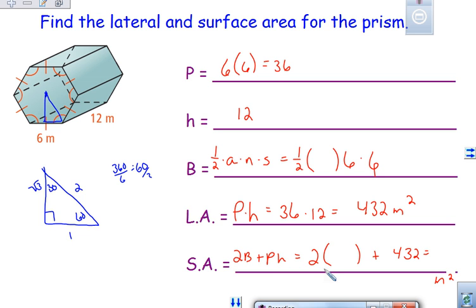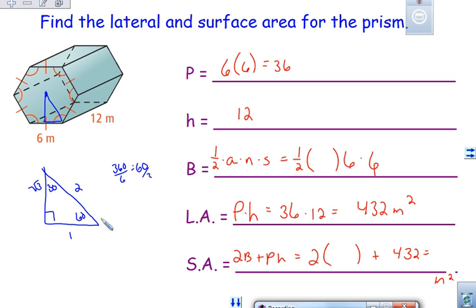Let's try this next example. I started it for us. This is a hexagonal prism, so the perimeter of the base is going to be 6 sides at 6 apiece for 36 meters. The height of the prism is then 12. For this hexagon, the formula is 1/2 ans, apothem times number of sides times the side length.